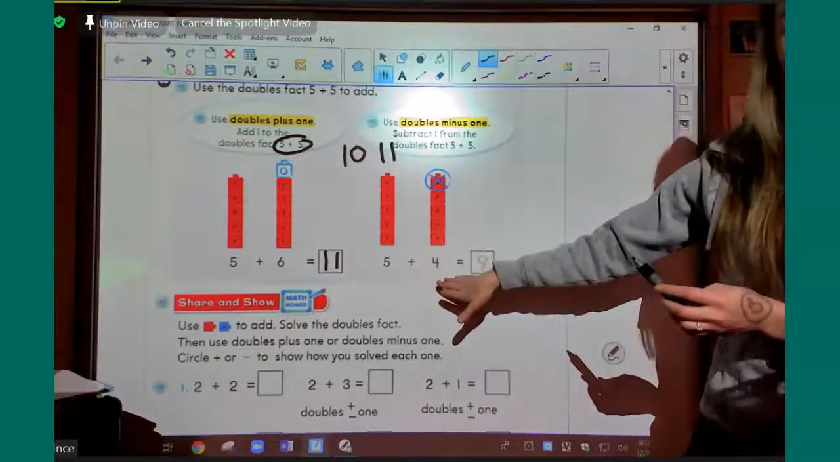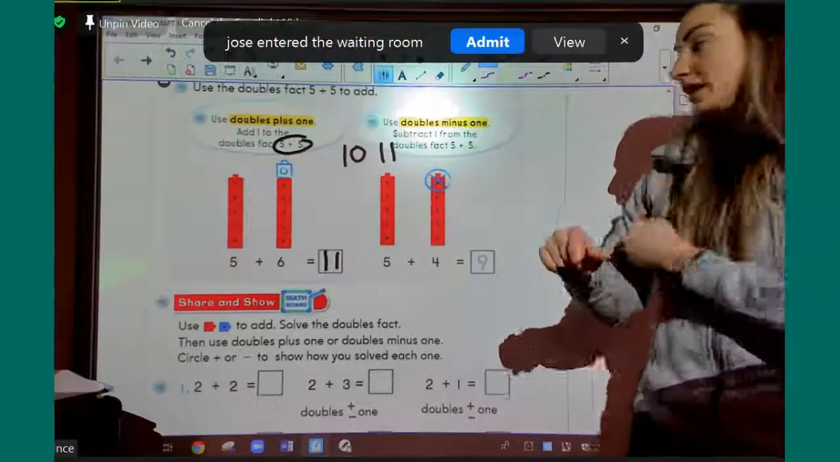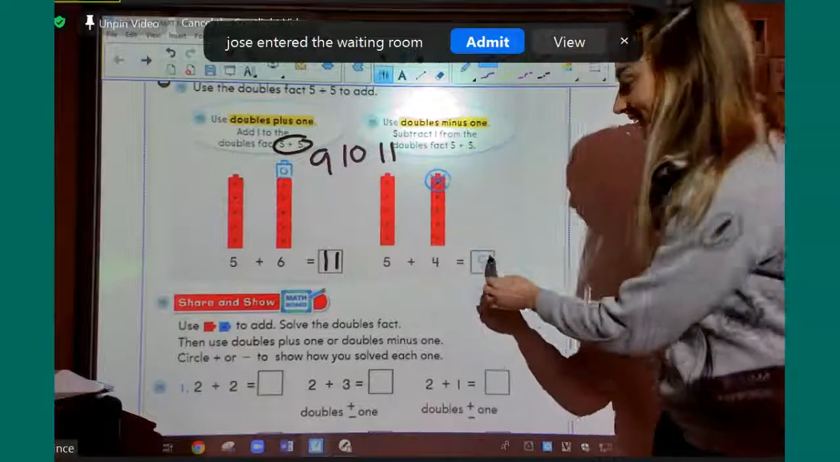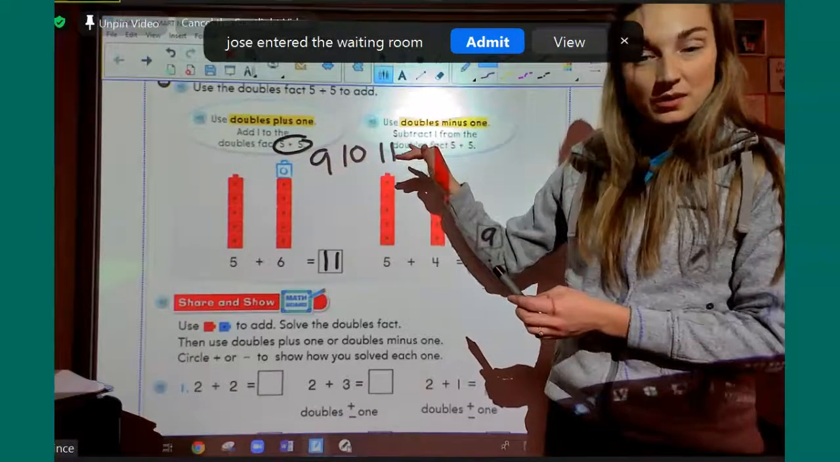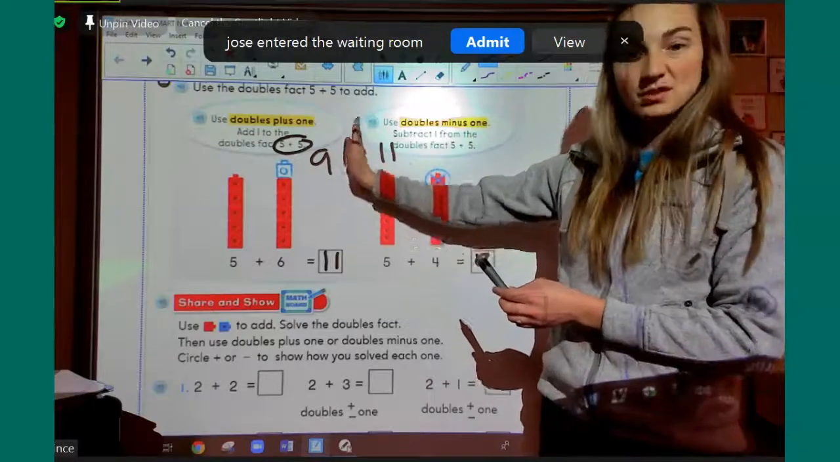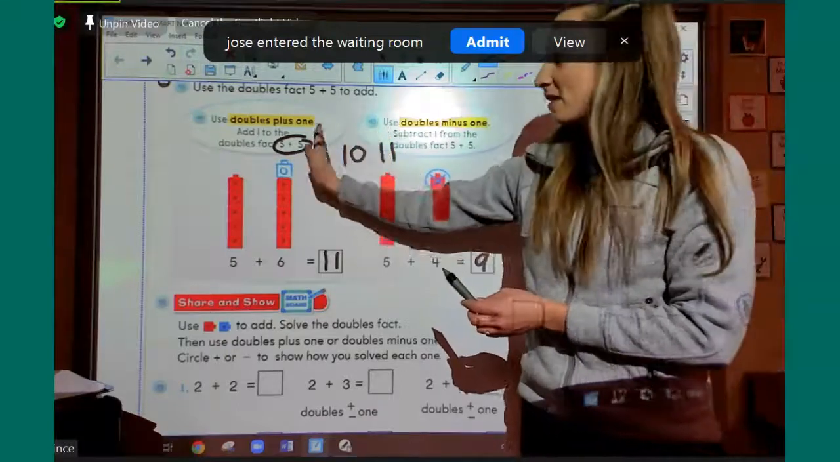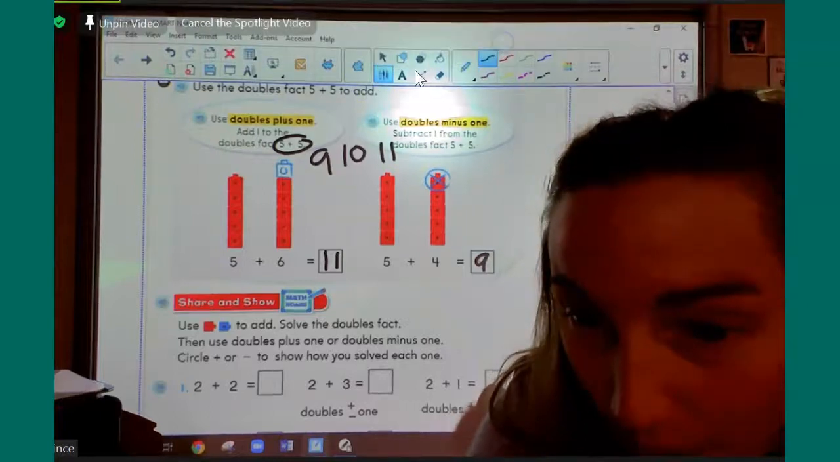5 plus 4, so we're getting rid of one of those, is going to be 9. So we check and make sure that our numbers on our number line are in the right order, and we can see the doubles fact is here, the plus 1 is here, and the minus 1 is over here. Hi, Jose.